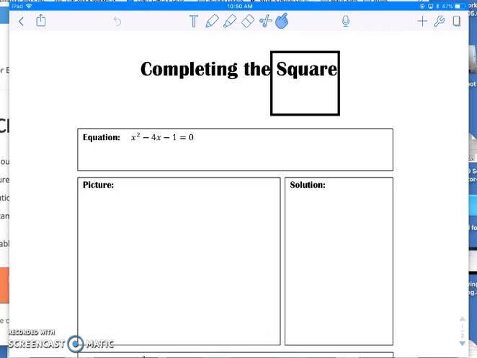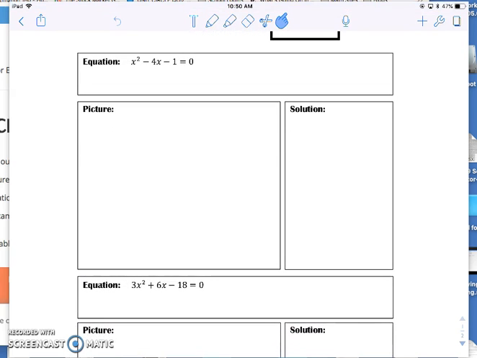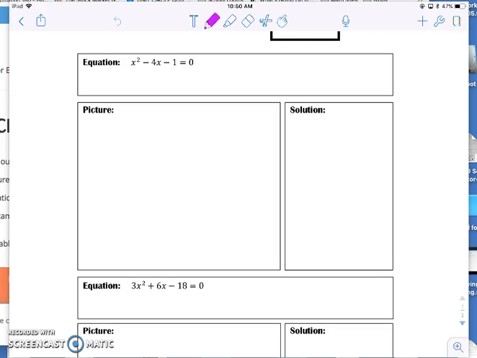Today we're going to look at our final method of completing the square. And I like this one because we're going to draw some pictures here. So, completing the square. If we were to write this as algebra tiles, I'm going to rewrite this equation here. I'm going to add 1 to this side. So I'm going to get it in the form x squared minus 4x equals 1.